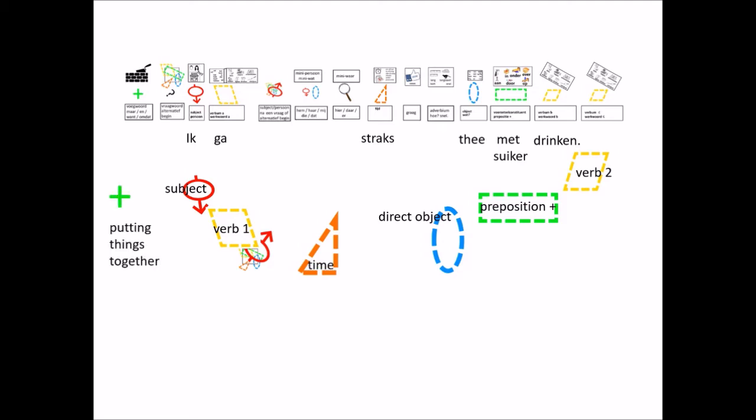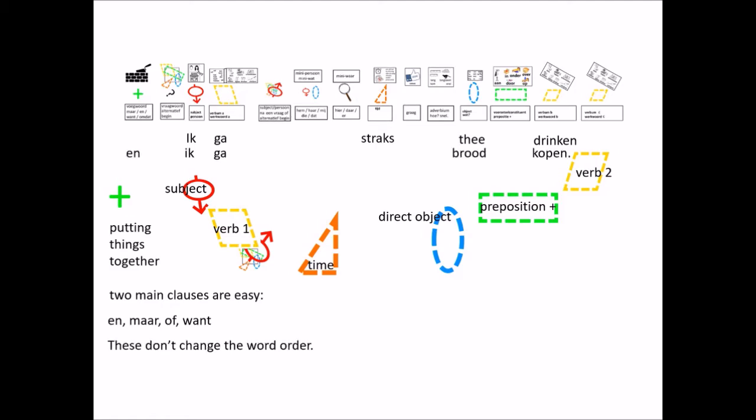Two main clauses are put together with en, maar, of, want, and they don't change the word order. So we have two main clauses here. Ik ga straks thee drinken en ik ga brood kopen.